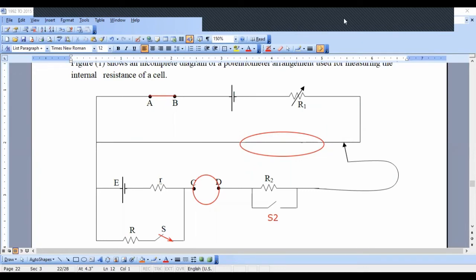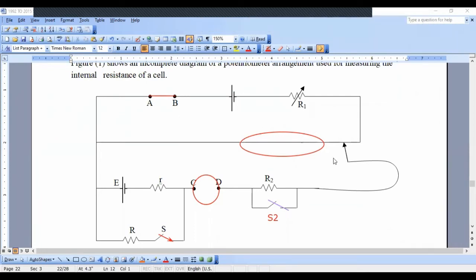After that, switch S2 is also closed. Then we place the sliding key only within the approximate balance region, only within this circle, only within this part. Then only a single point will give you the zero deflection, right?